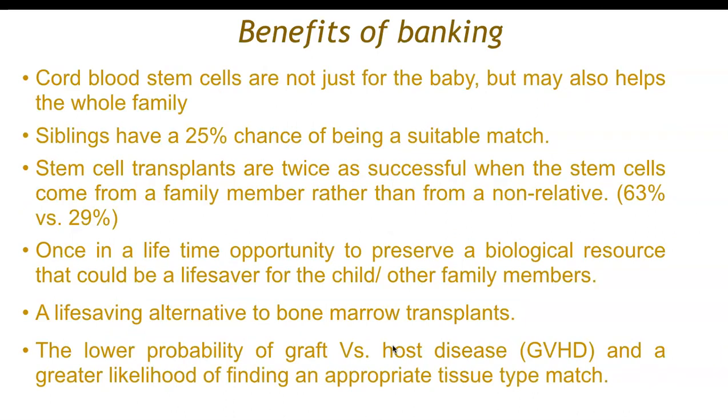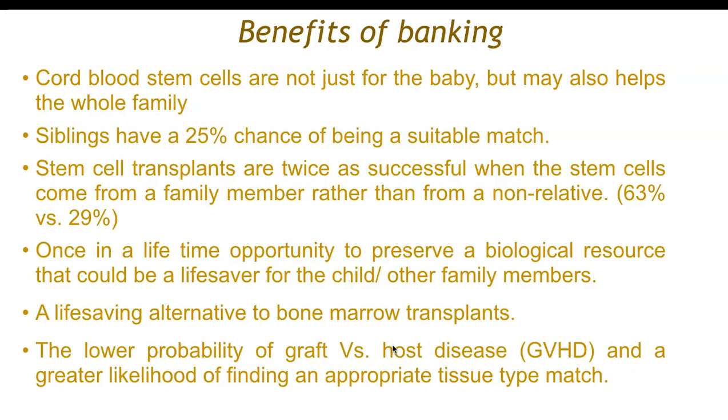Then these cord blood stem cells are not just useful for the baby, but also help the whole family. Siblings have a 25% chance of being a suitable match. During stem cell transplants, they are twice as successful when the stem cells come from a family member rather than from a non-relative. So it is a once in a lifetime opportunity for preserving a biological resource, and it could be a lifesaver for the child and also for the other family members.